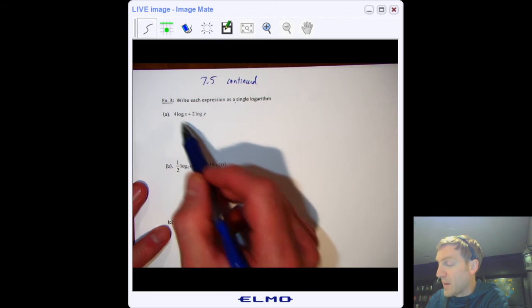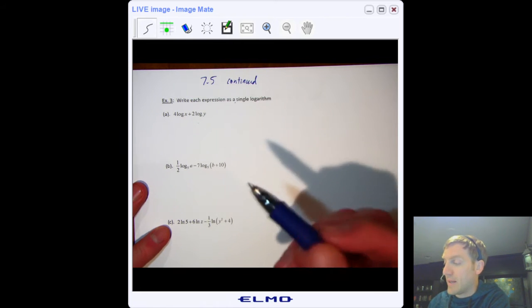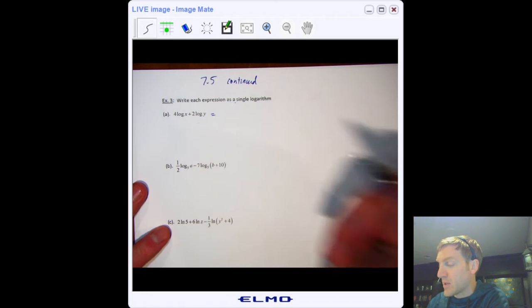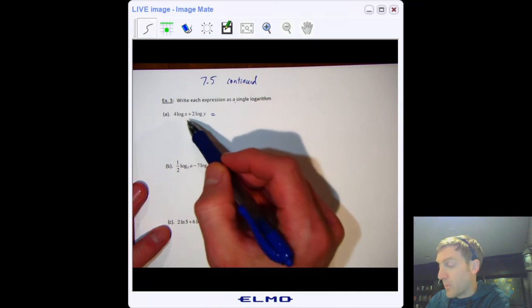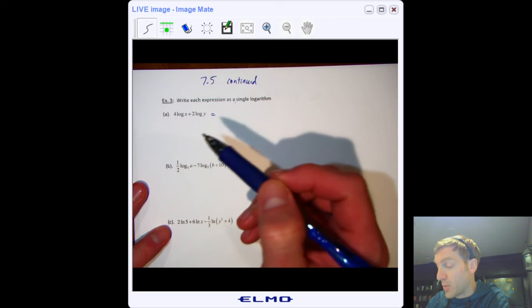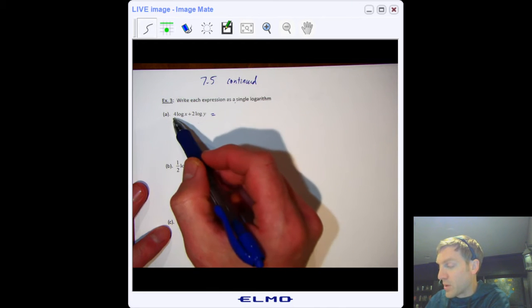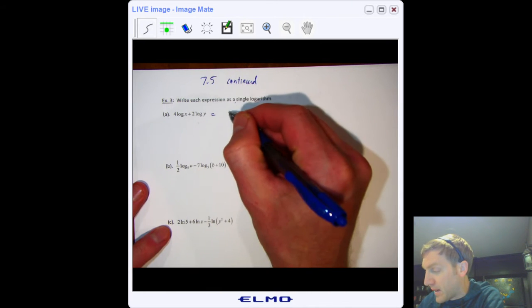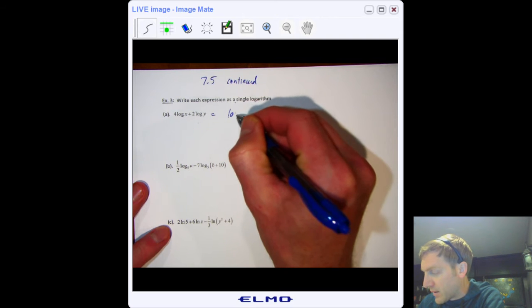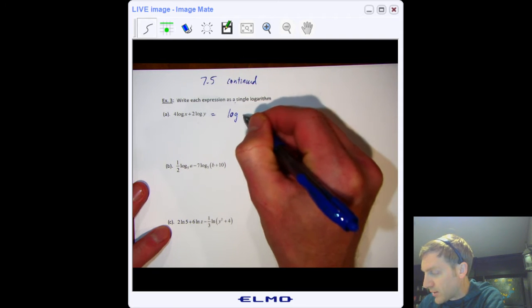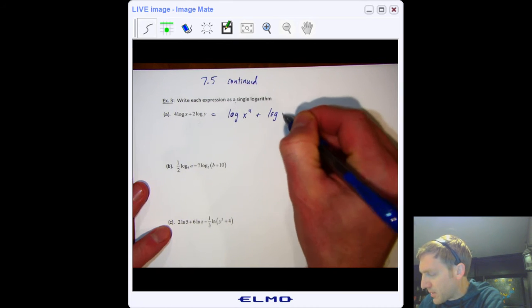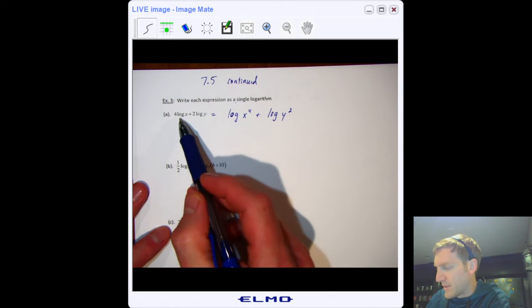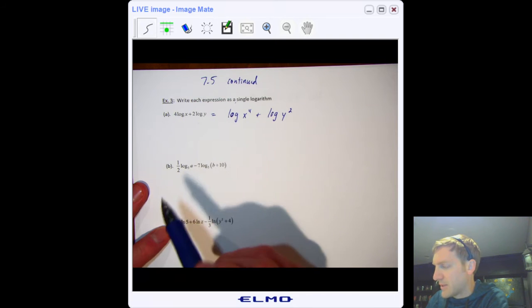So we're going to do what we did last time in reverse. If you remember, the last example we did was the power rule. So now that's going to be the first rule we use. We're going to take the 4 and the 2 and write them up as the exponent of the base. So log of x to the 4th plus log of y to the 2nd. And notice these are base 10. That still says base 10.